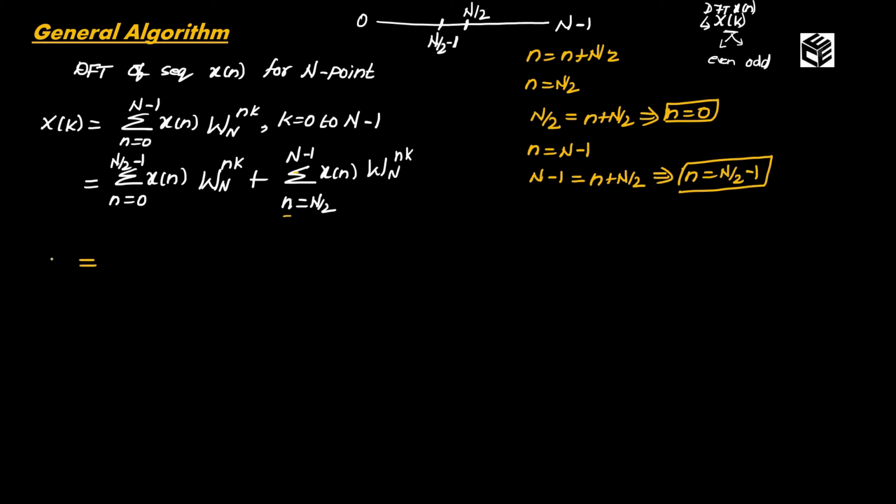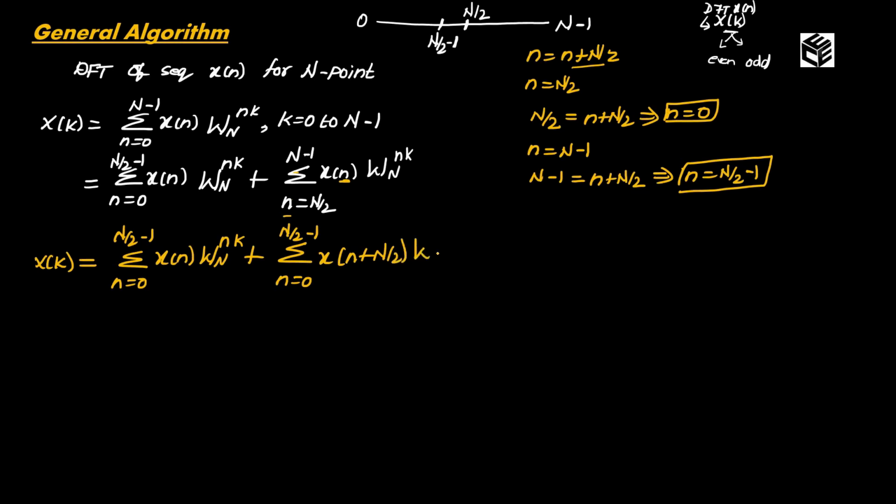So this is equal to, that is X(k) = summation n = 0 to N/2 - 1 of x(n) W_N^{nk} plus summation n = 0 to N/2 - 1 of x, instead of n I am going to apply n + N/2. x(n + N/2) W_N^{(n + N/2)k}.